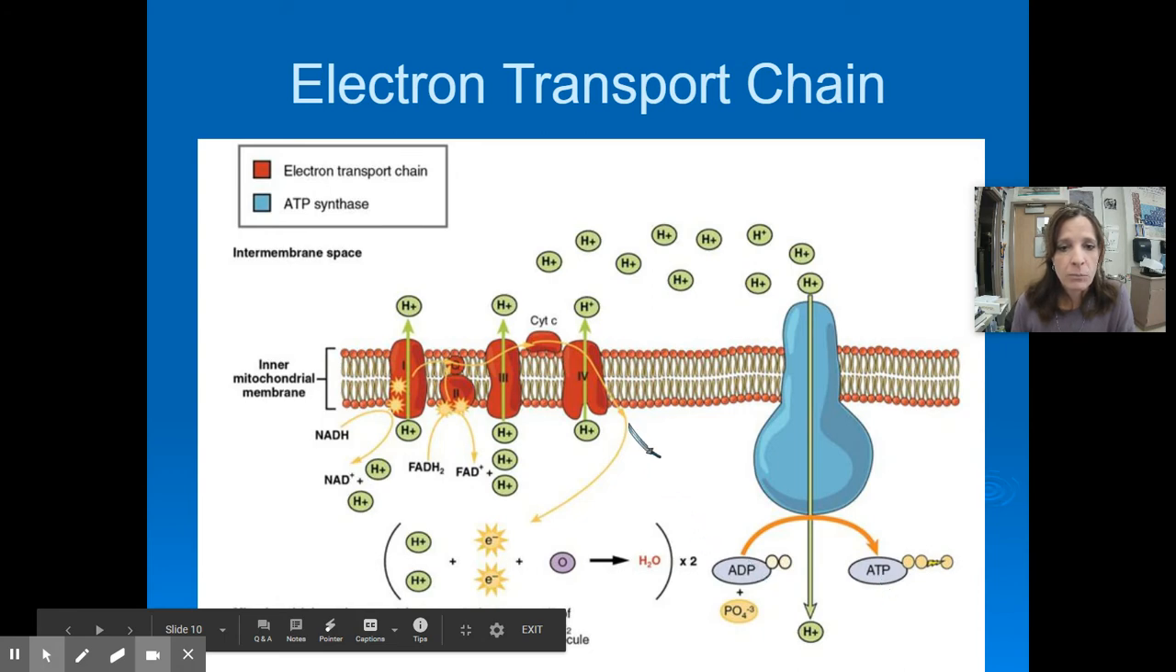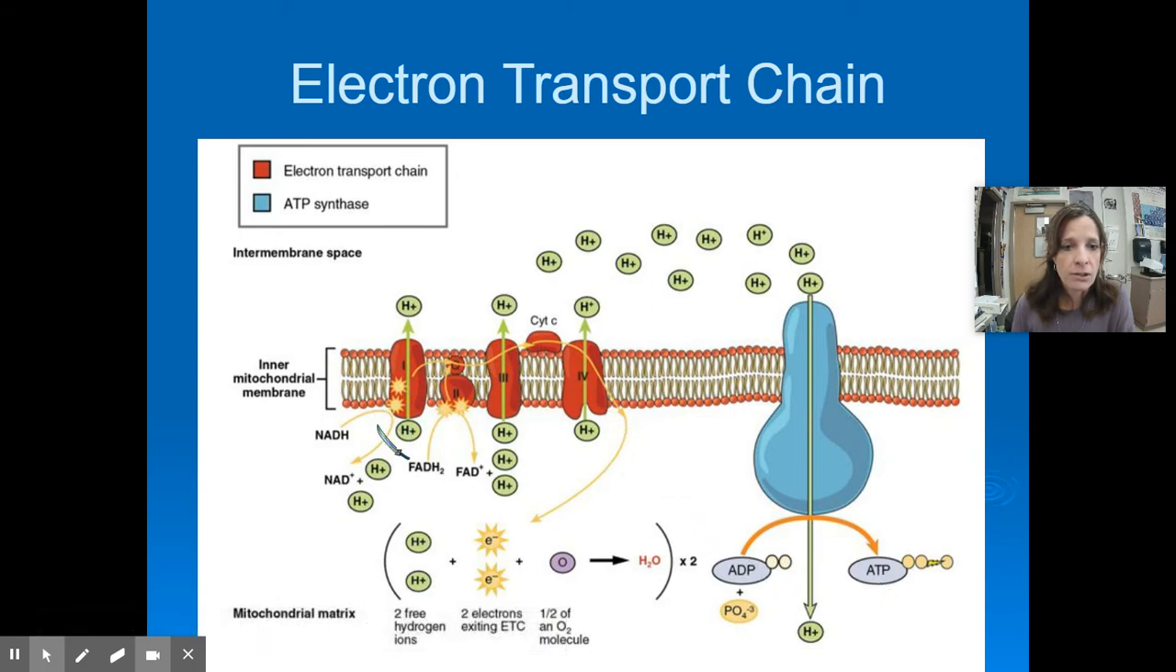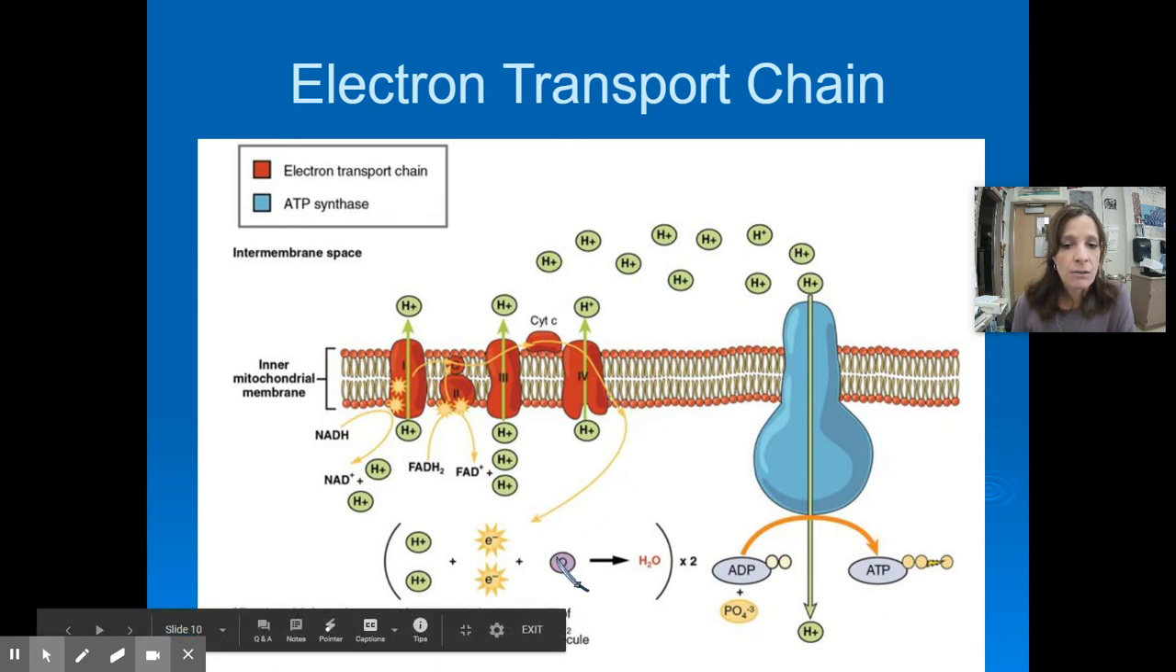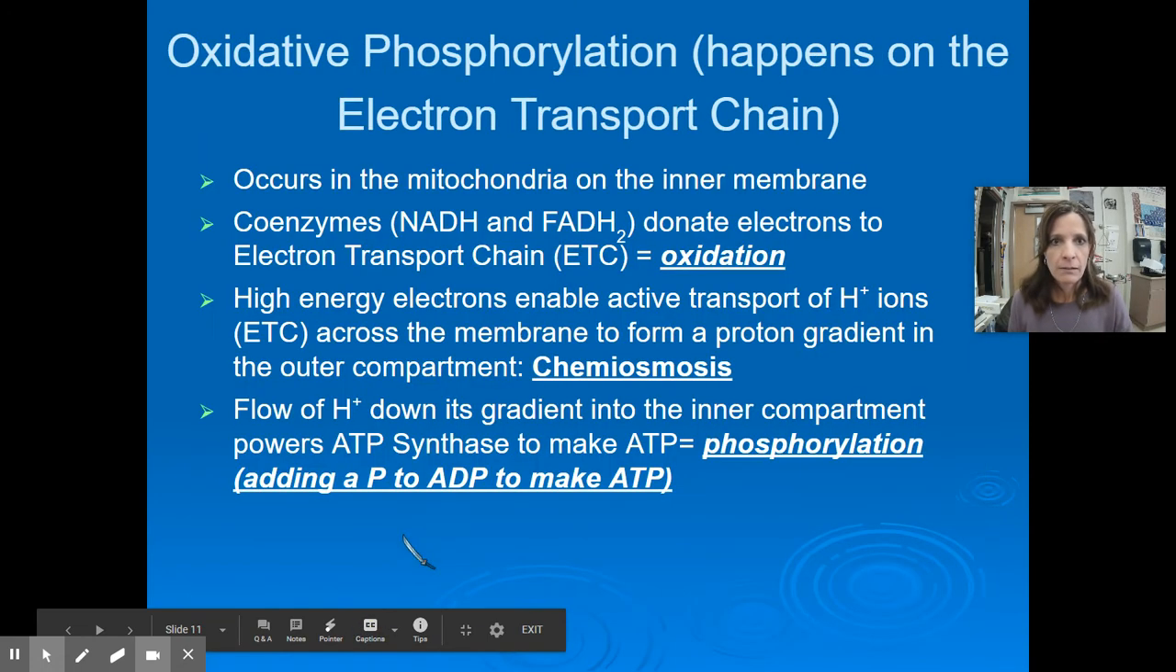The other thing that's really important here is that, so here's your electron getting taken off of NAD and FAD, and it goes through here. And then what happens to this electron is that it bonds with oxygen and some hydrogens to make water. So oxygen is the final electron acceptor, and that's super important. This oxygen right here is why this is called aerobic respiration.